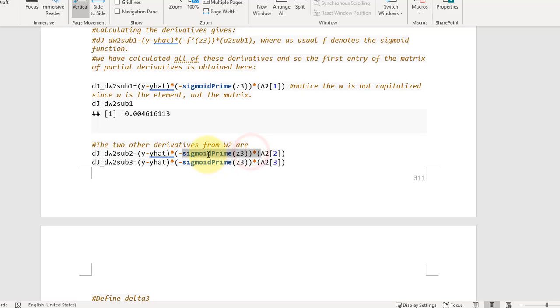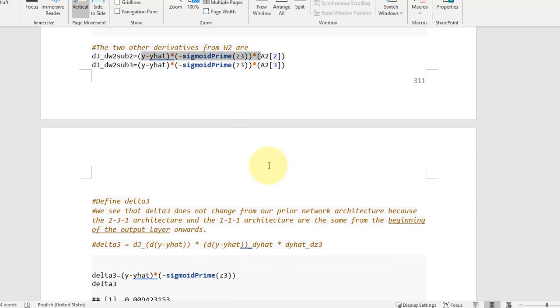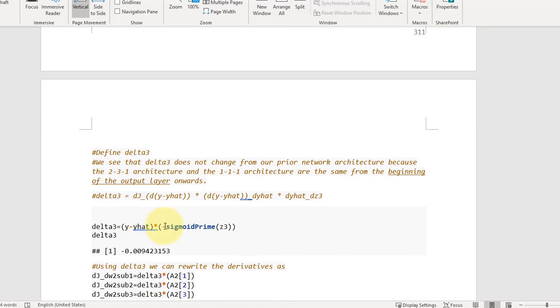So that would be from here to here. And those are the same for this one, and for this one. We said the only difference is here, here, and here. So we could define delta 3 to be that part, which is what we have here. We can just see what it is, just for fun.